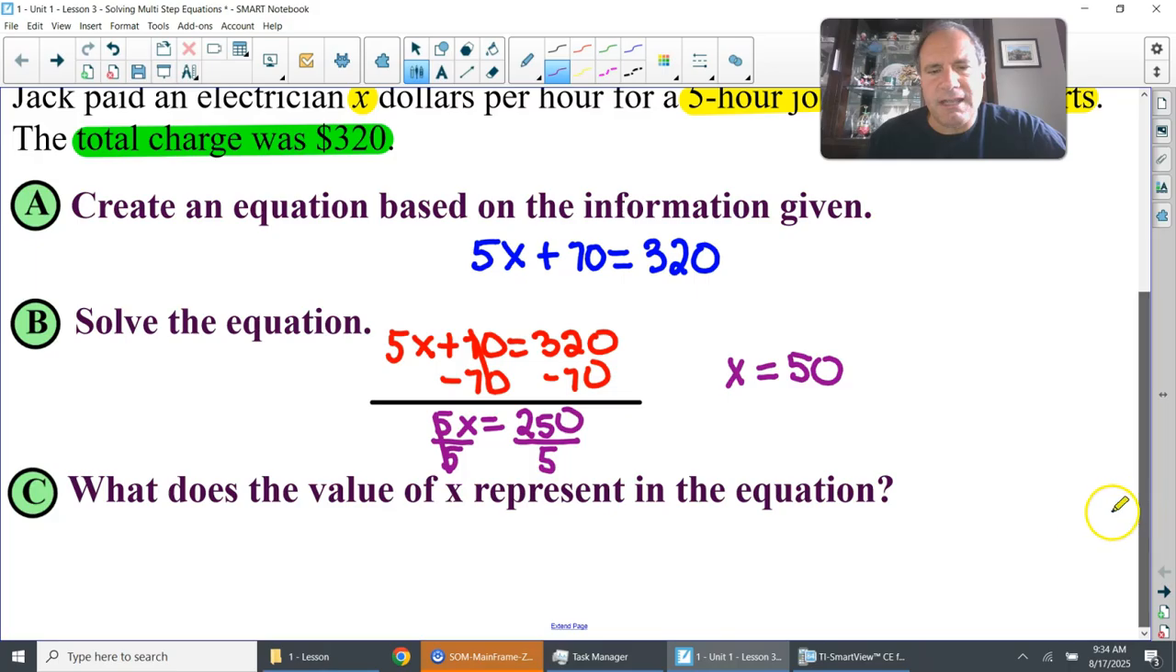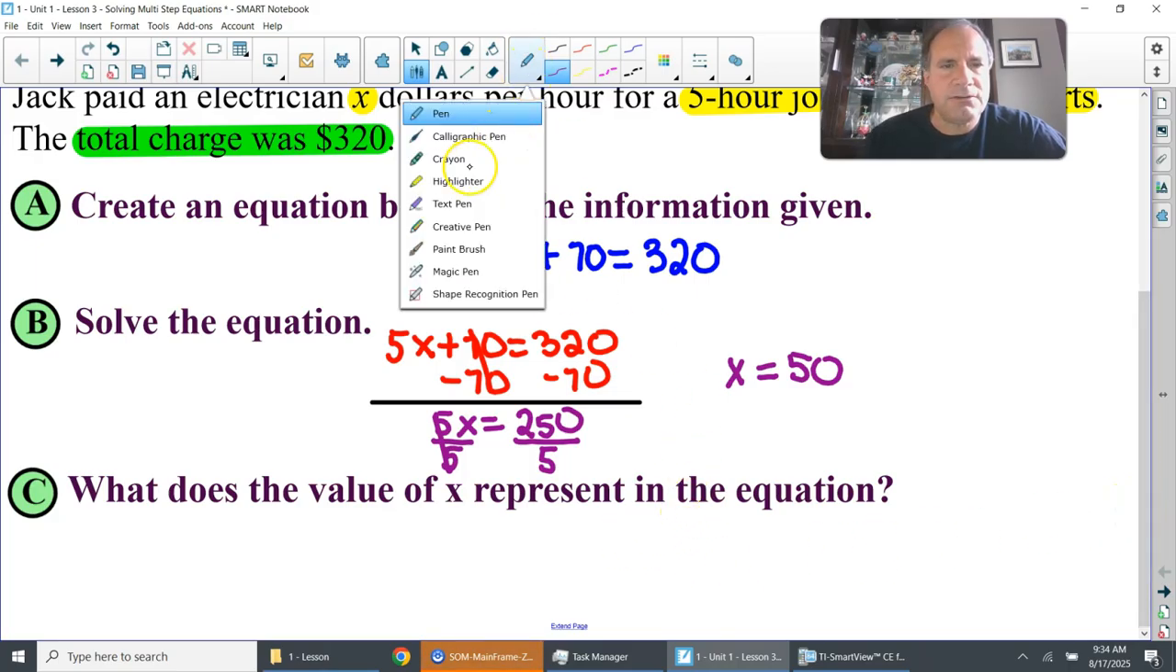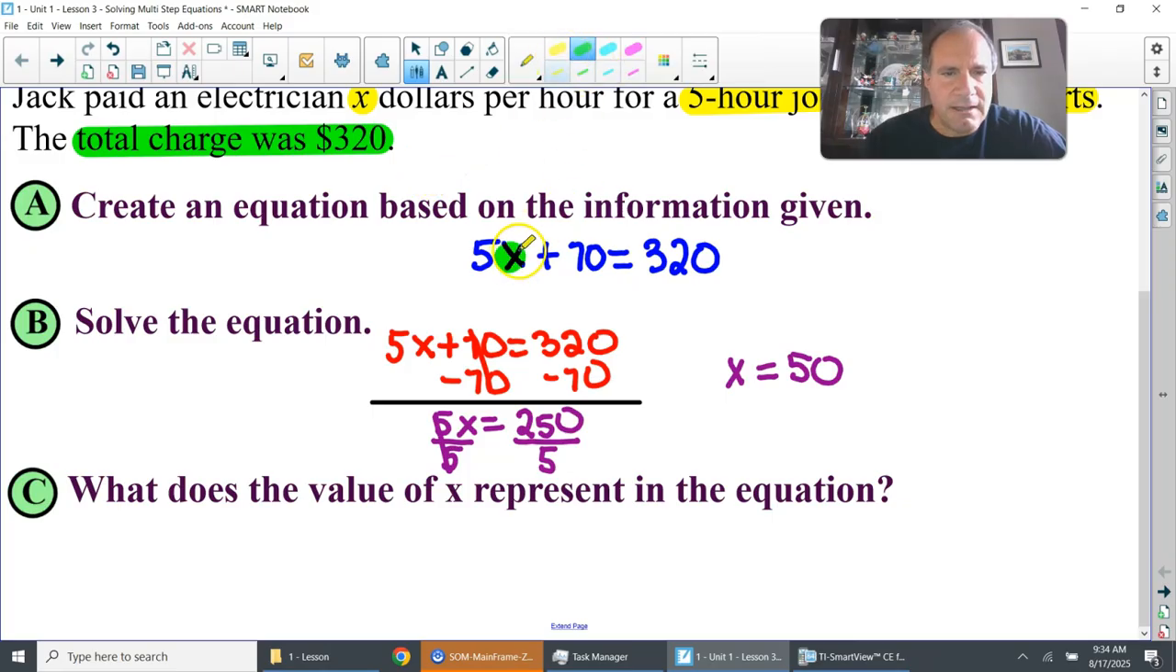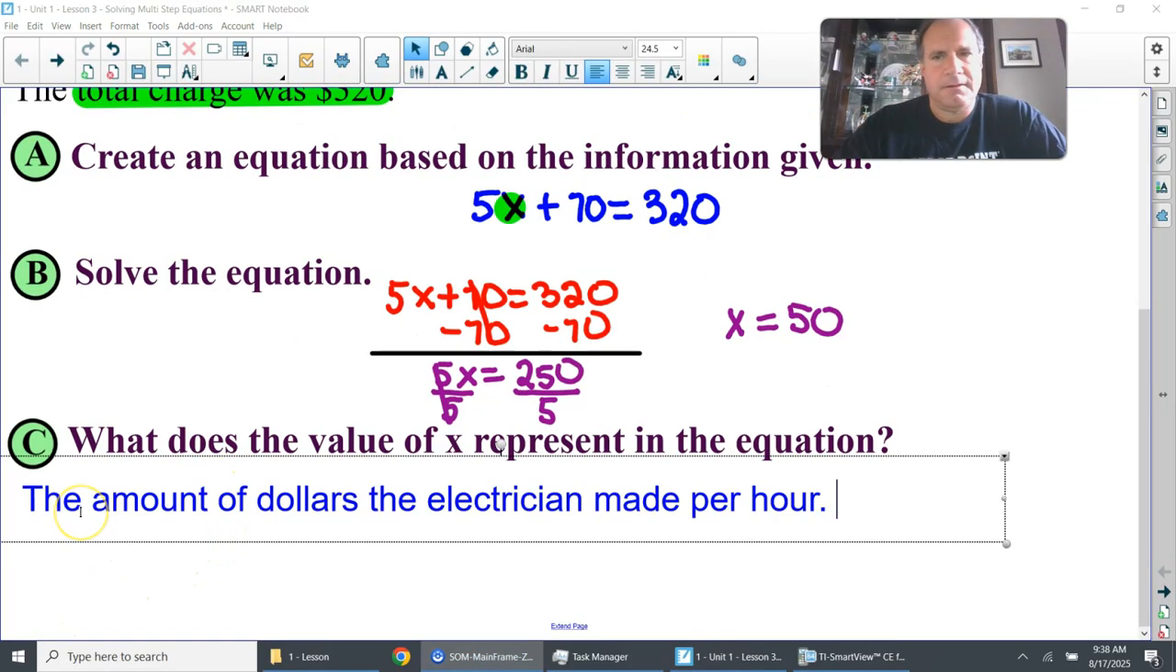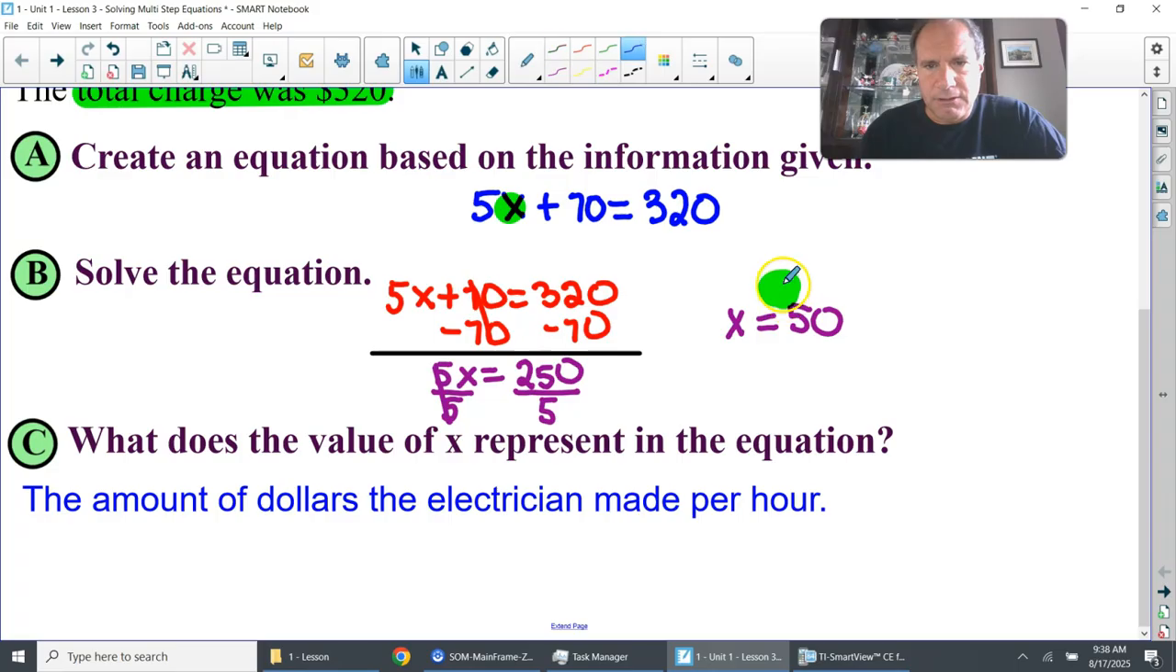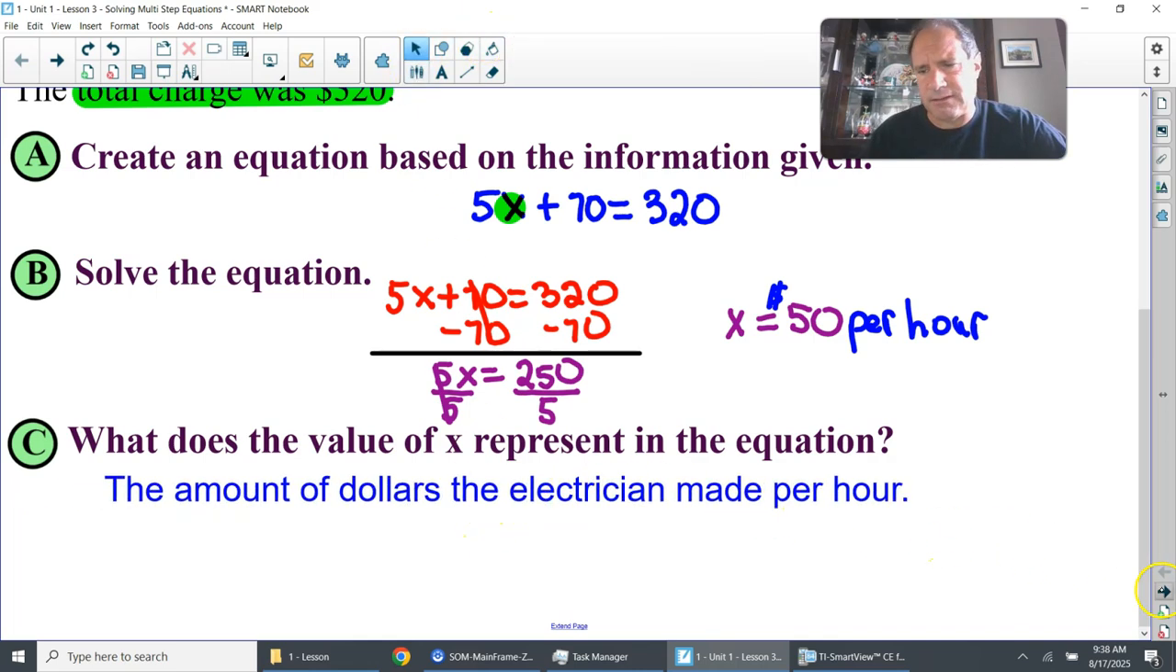What does the X represent in the equation? In this equation right here, this is what they want to know. Well, the X represents X dollars per hour, the amount of dollars per hour. And right there, the amount of dollars the electrician made per hour. So $50, this is what the X equals. So when you solve for that X, it's really important to actually know what you are solving for. And that is $50 per hour. That's exactly what the X represents.